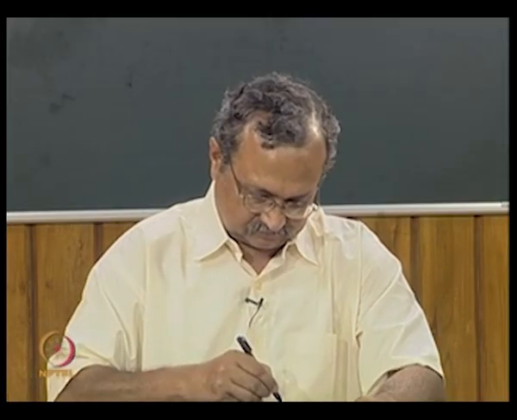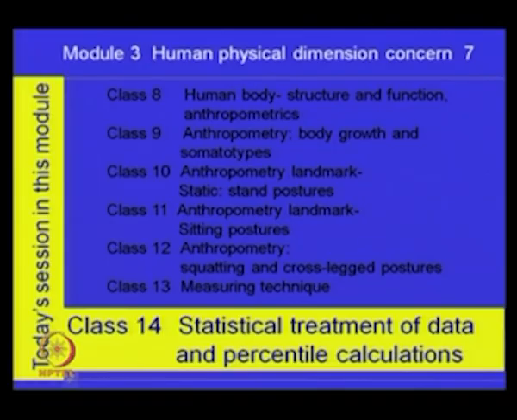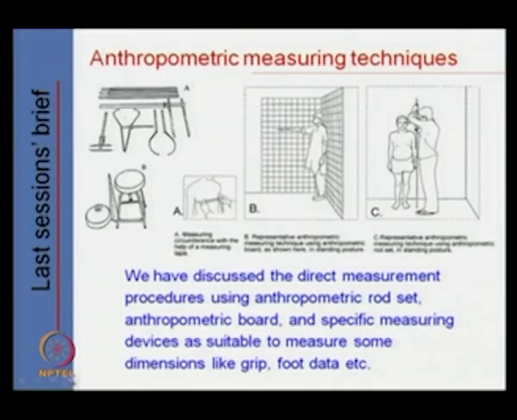Welcome to this 14th session of Ergonomics for Beginners: Industrial Design Perspective. Today is the last class of module number 3, that is human physical dimension concerns. Today's session in this module, class 14, covers statistical treatment of data and percentile calculations.